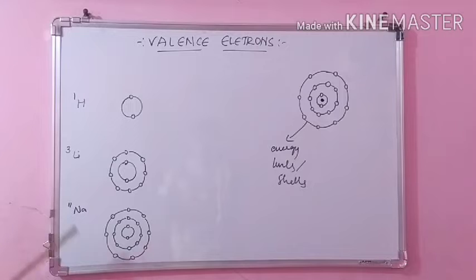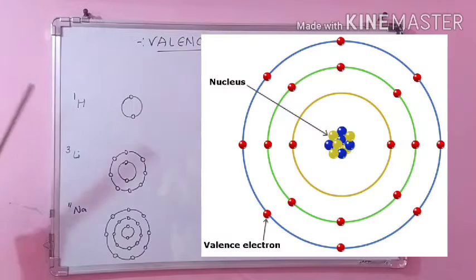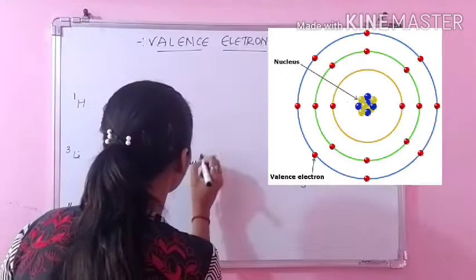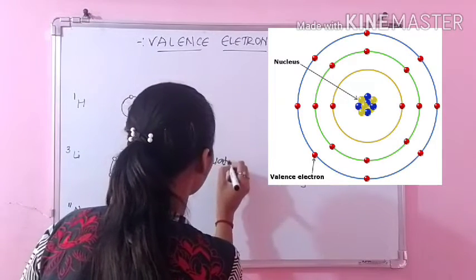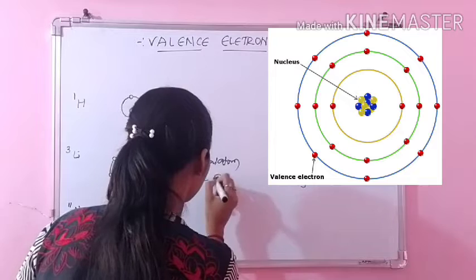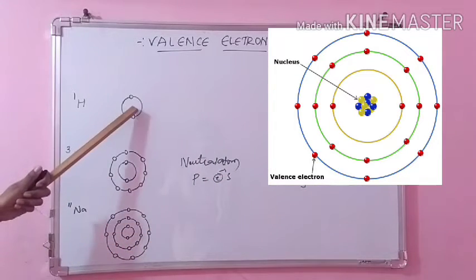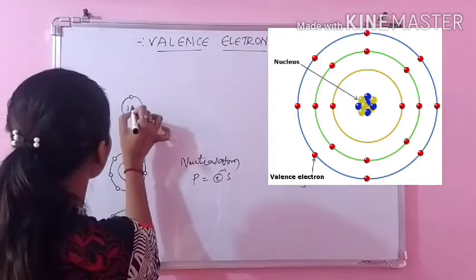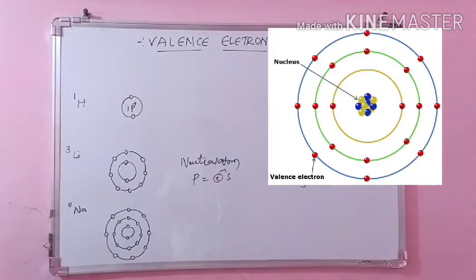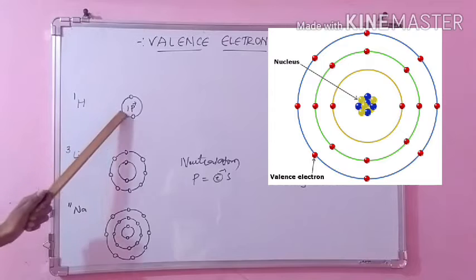You should remember that in a neutral atom, the number of protons will be equal to the number of electrons. Clear? So here, hydrogen will have 1 proton, isn't it? I take P plus as the indication for proton. So it has 1 proton.